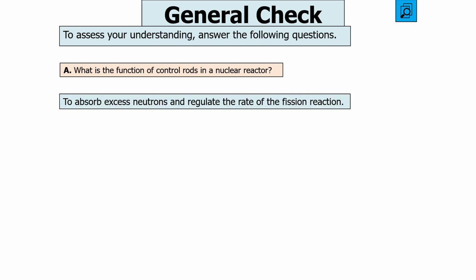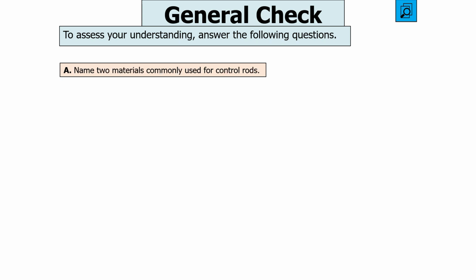What is the function of control rods in a nuclear reactor? It is to absorb excess neutrons and to regulate the rate of fission reaction. Name two materials commonly used for control rods. Boron and cadmium.